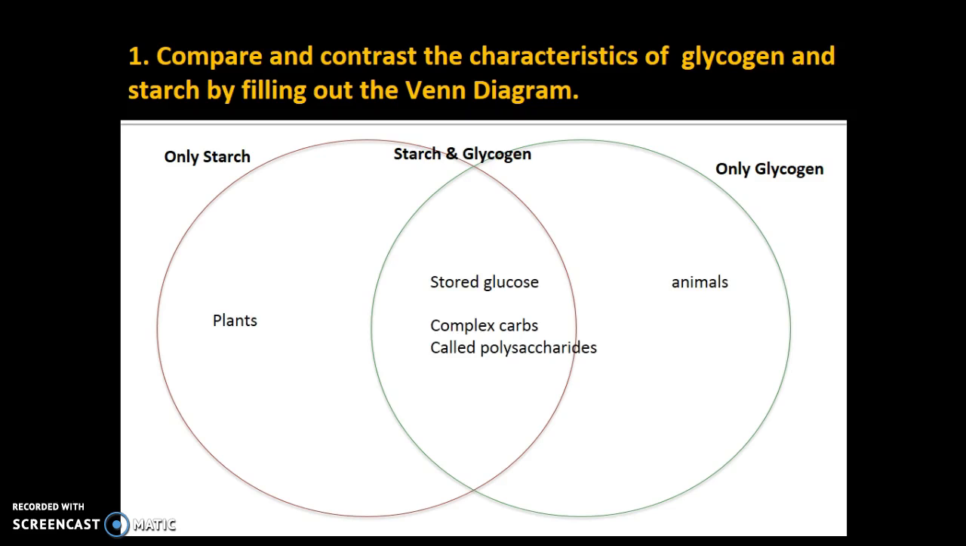Here are some of the characteristics of glycogen and starch. Starch is only found in plants, as in it is stored by plants. Glycogen is the carbohydrate that is stored by animals. They are both a type of stored glucose, and they are both complex carbs called polysaccharides. If you do not know what the term polysaccharides means, or you're confused on complex carbs, please make sure you review that concept.